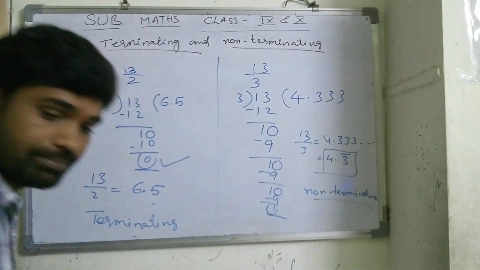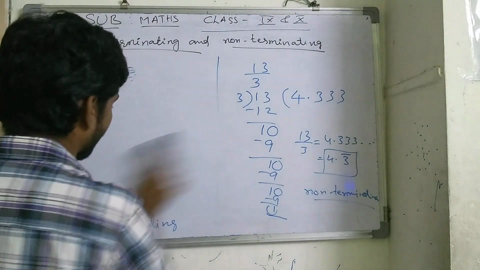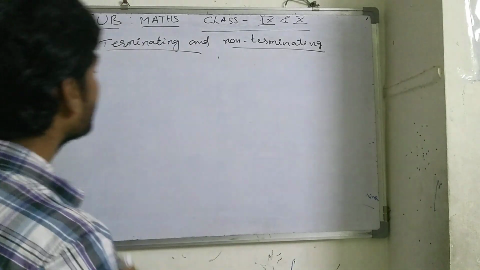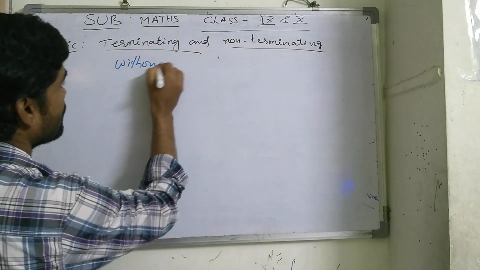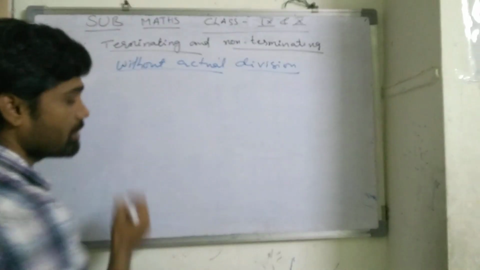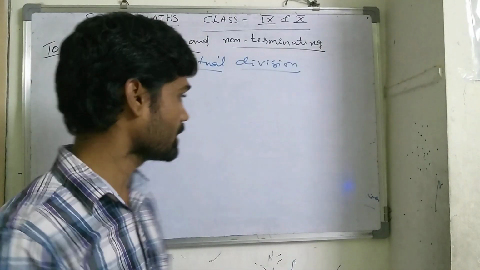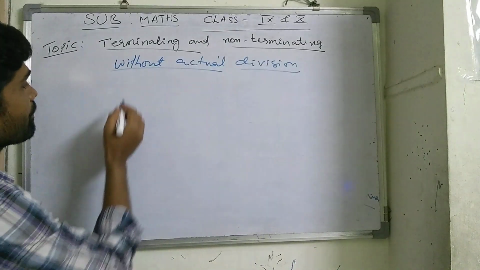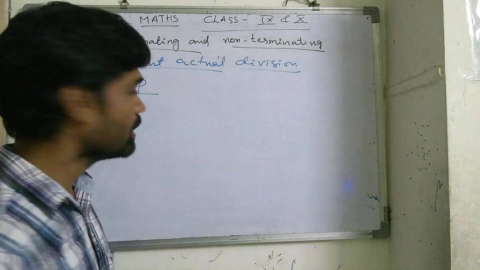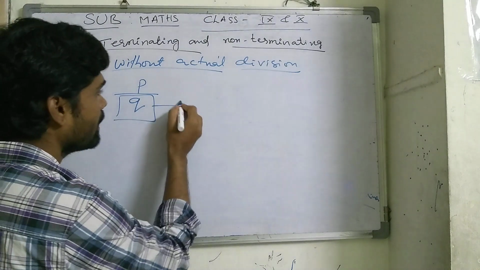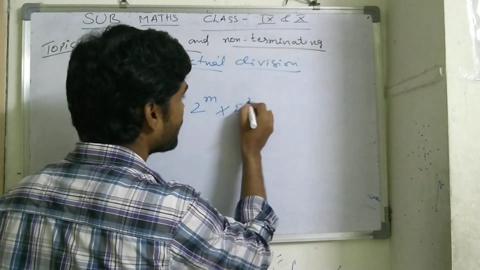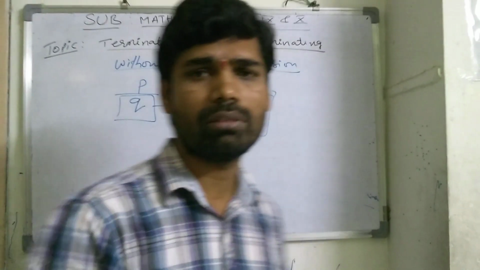So ready guys? Okay. Now, without actual division. How are we going to do it without actual division? Here, for example, p by q is any rational number, like any example you take. So we have to concentrate on the denominator, whether the denominator is in the form of 2 power m into 5 power n. The concept is very simple.